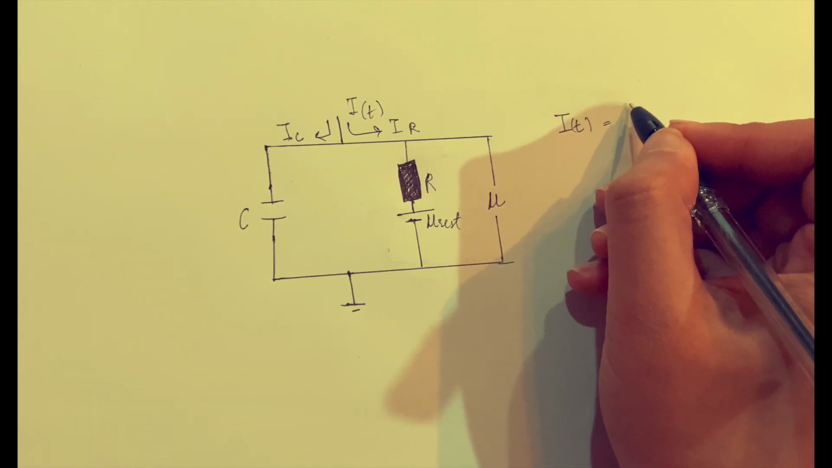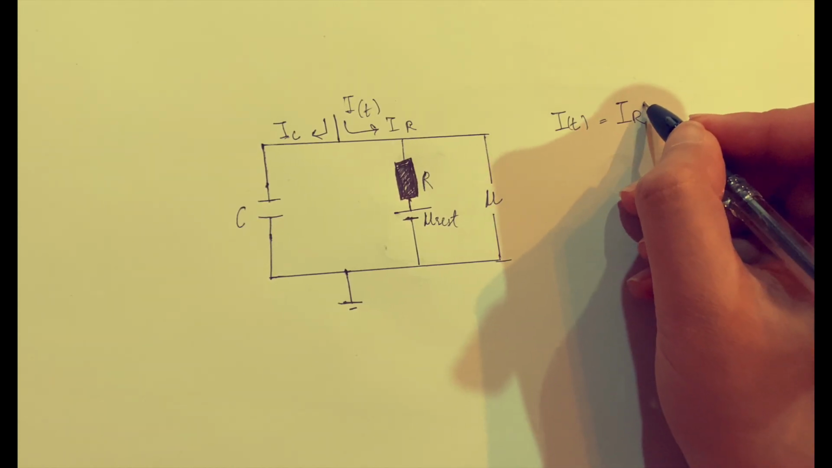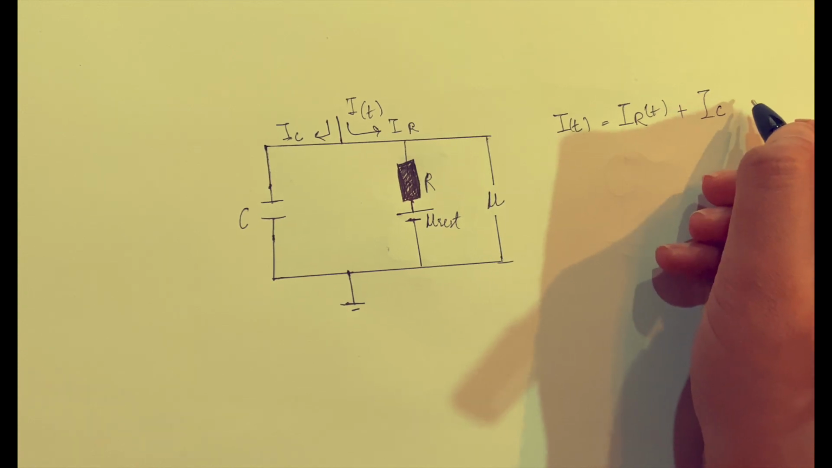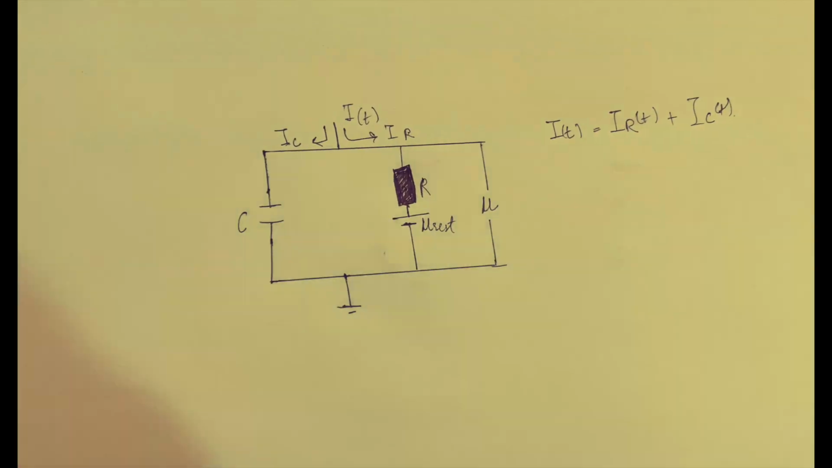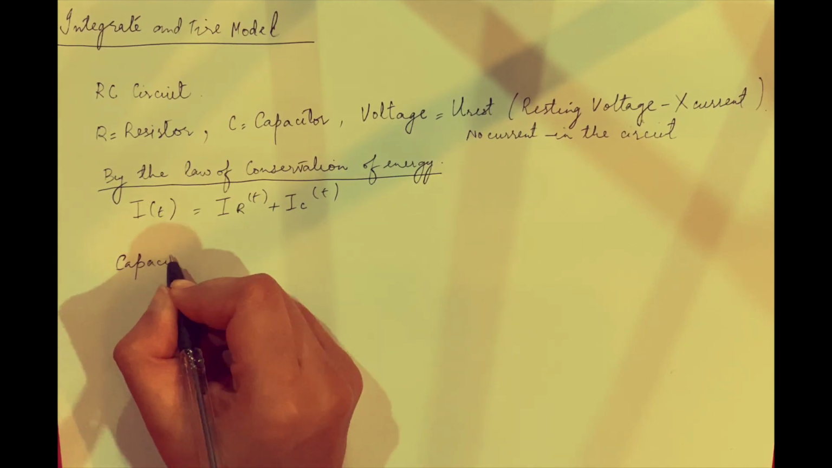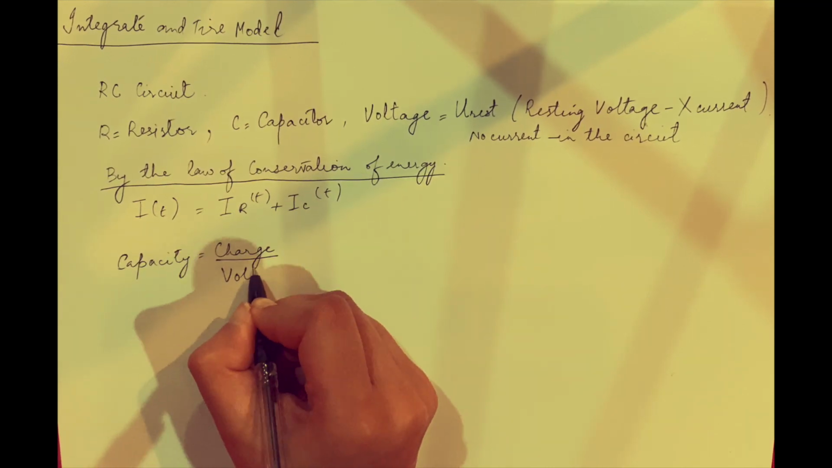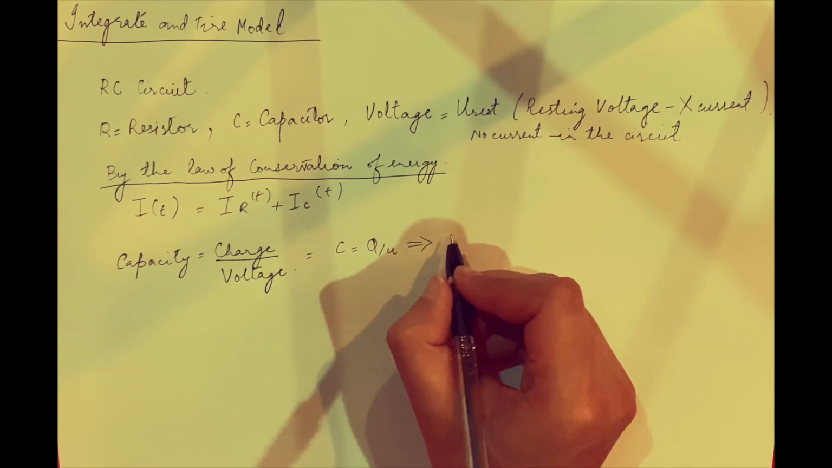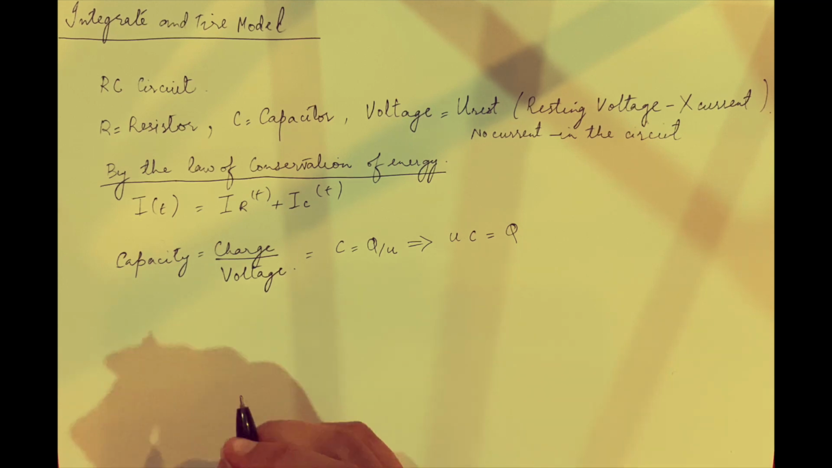So by the law of conservation of energy, the total current should be equal to the sum of the resistive current and the capacitive current that I just showed you on the circuit. Now let's focus on the capacitive side of the circuit first. As you must have studied in your physics or electronics classes, capacitance equals charge over voltage. Let's simplify this by moving the voltage to the other side, which will be U times C equals Q.